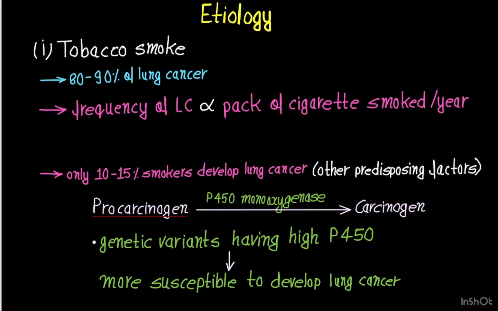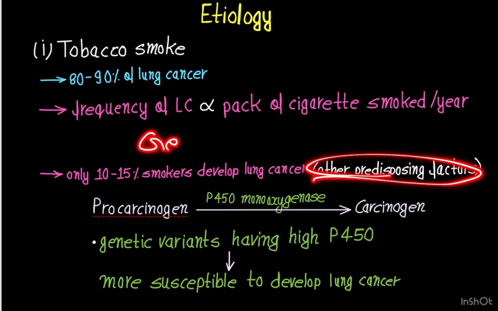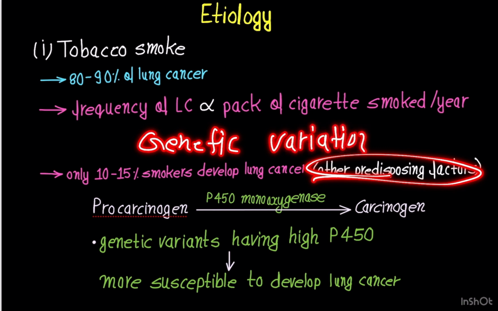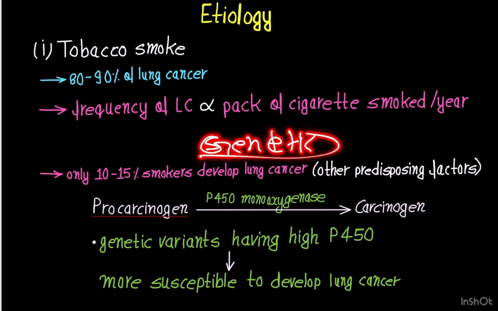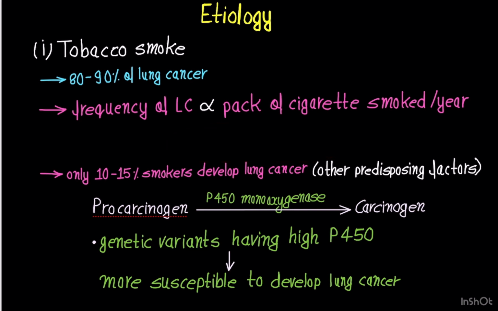See, only 10 to 15% of individuals who smoke will develop lung cancer. Not all smokers develop lung cancer, which indicates that there should be some other predisposing factor which, upon smoking, leads to development of lung cancer, and the most important predisposing factor is genetic variation. So, these 10 to 15% of smokers have some sort of genetic variation which renders them more susceptible to the development of lung cancer. Let's understand this with an example.